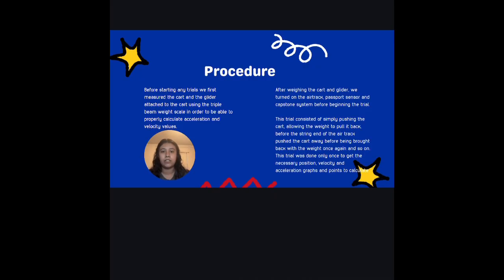beginning the trial. This trial consists simply of pushing the cart, allowing the weight to bring it back before the string end of the air track pushes the cart away again and the weight brings it back, and so on and so forth. This trial was done only once to get the necessary position, velocity, and acceleration graphs to calculate later on.